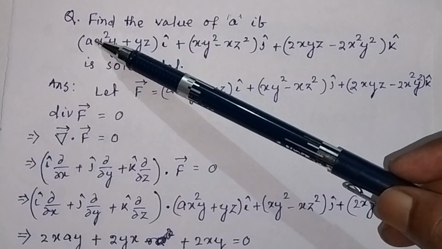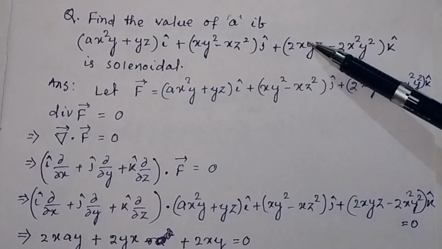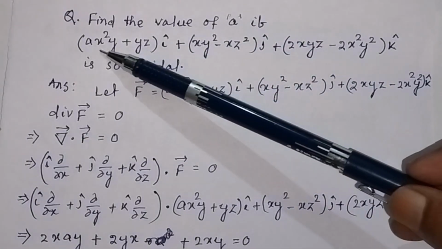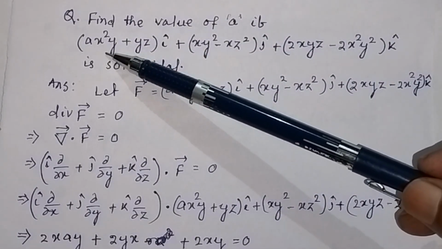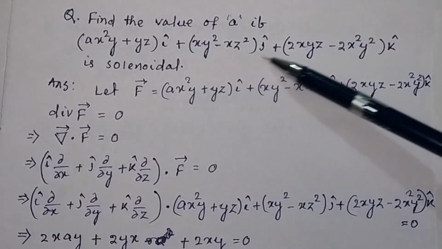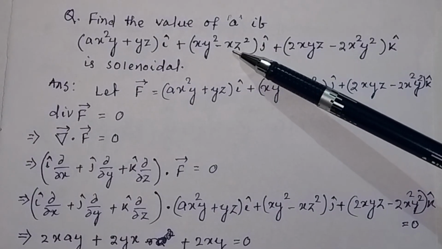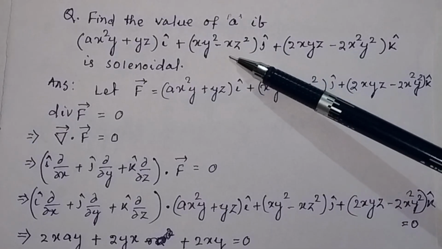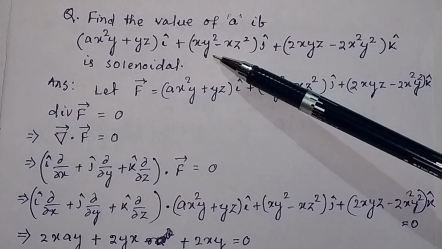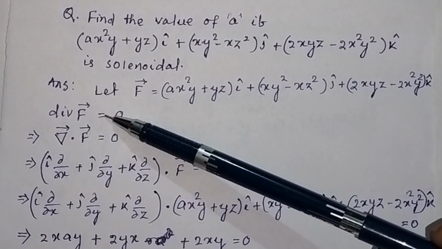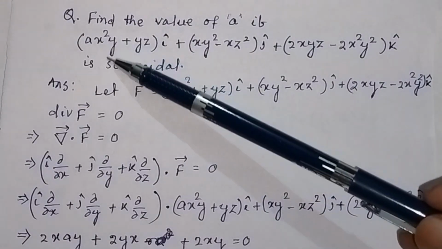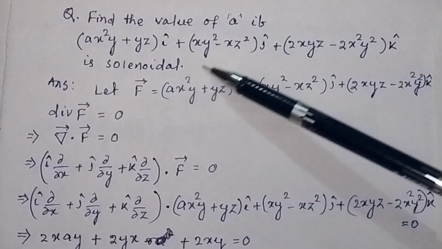Here you have the value of A in this vector, and we will find the value of A when the vector will be solenoidal. We know a vector is solenoidal if the divergence of the vector is equal to 0. Let us find for what value of A the divergence of the vector is equal to 0.